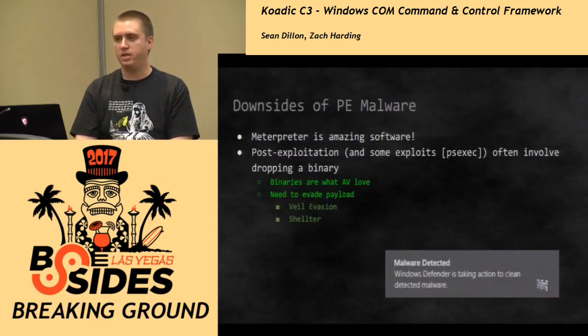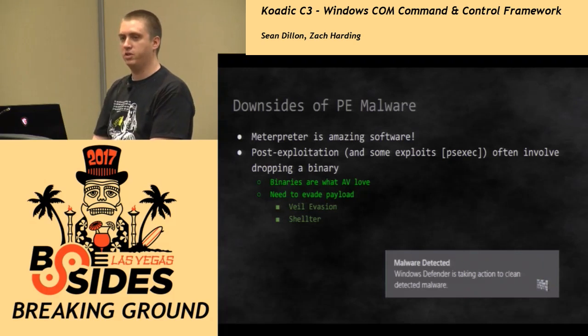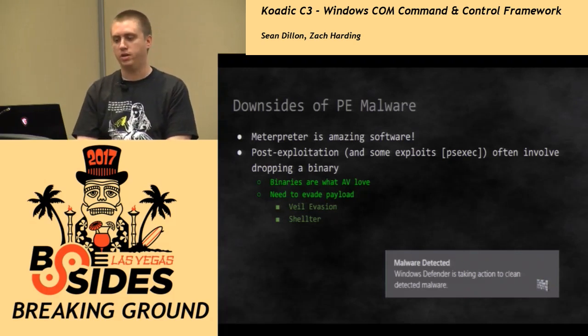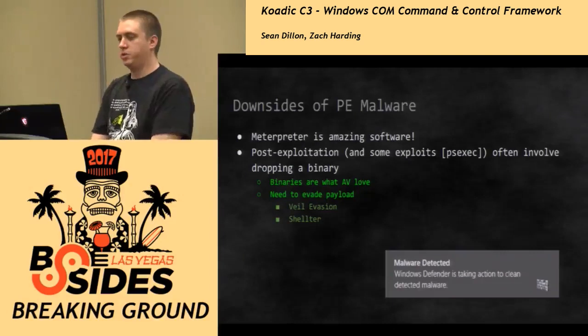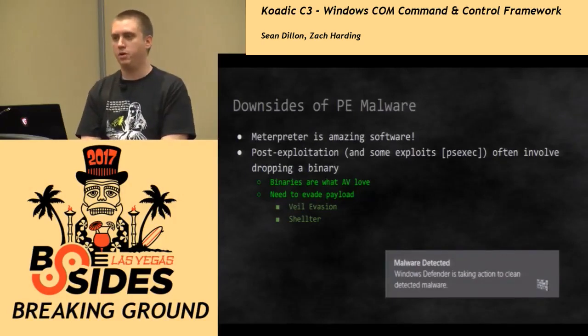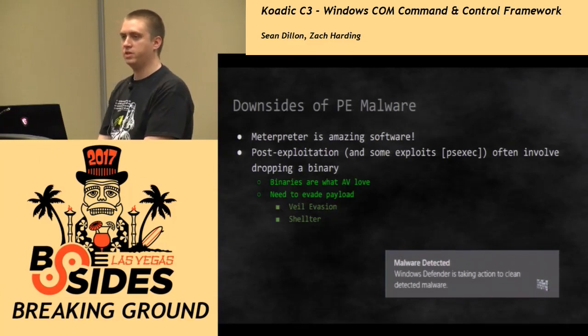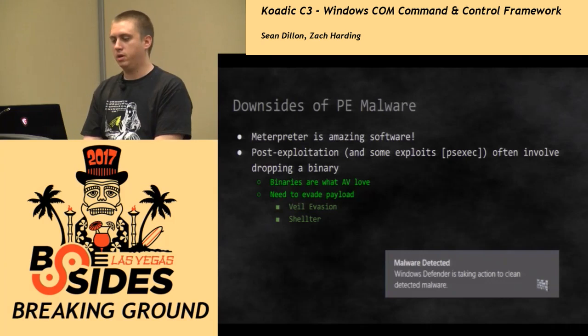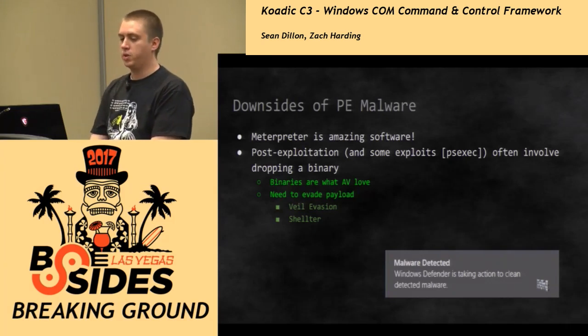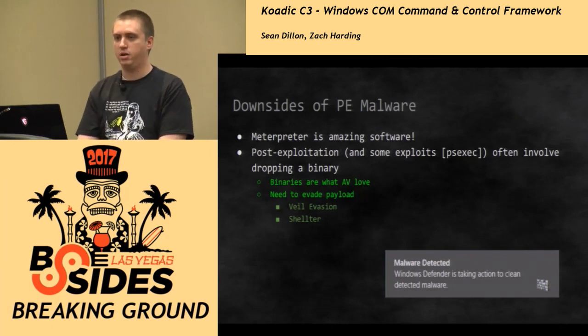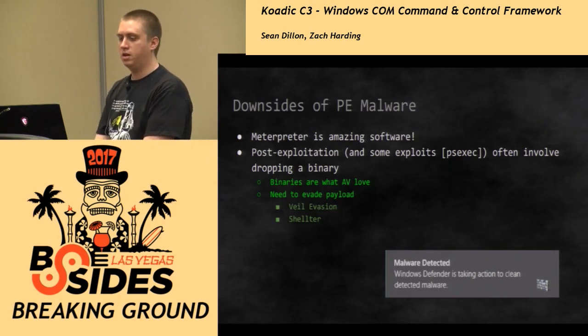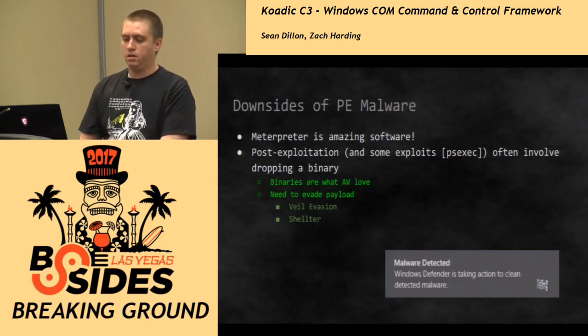So we'll talk about some of the downsides of PE malware. That's portable executables: Meterpreter, Cobalt Strike, that kind of thing. In a post-exploitation setting, most of the time you're going to be dropping a binary on the file system. And that's exactly what AV loves to eat up. Especially PSExec, which actually does drop a binary on the disk. So what you normally do to get around that is use Veil-Evasion or Shellter or some type of cryptor or packer to evade AV with the payload. So that's one of the downsides: in a post-exploitation setting, PE malware is not a good choice.